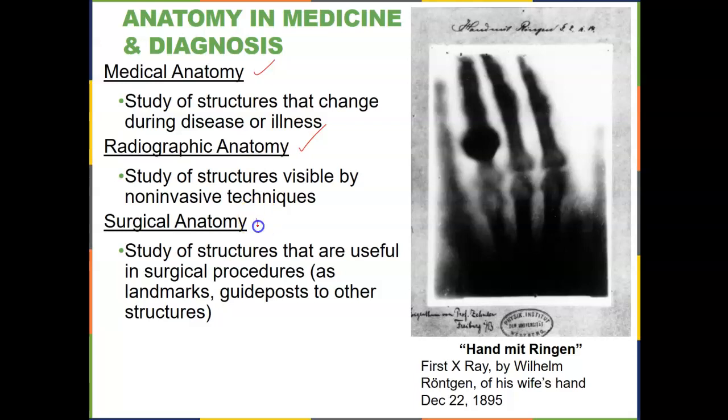We also have surgical anatomy. Surgical anatomy is the study of structures that were useful in surgical processes and procedures, such as landmarks, guideposts to other structures. Landmarks would be things like the midline, the umbilicus, your belly button. These surgical anatomical features help a surgeon find the item that they're looking for by knowing where the landmark anatomical features are in the body.